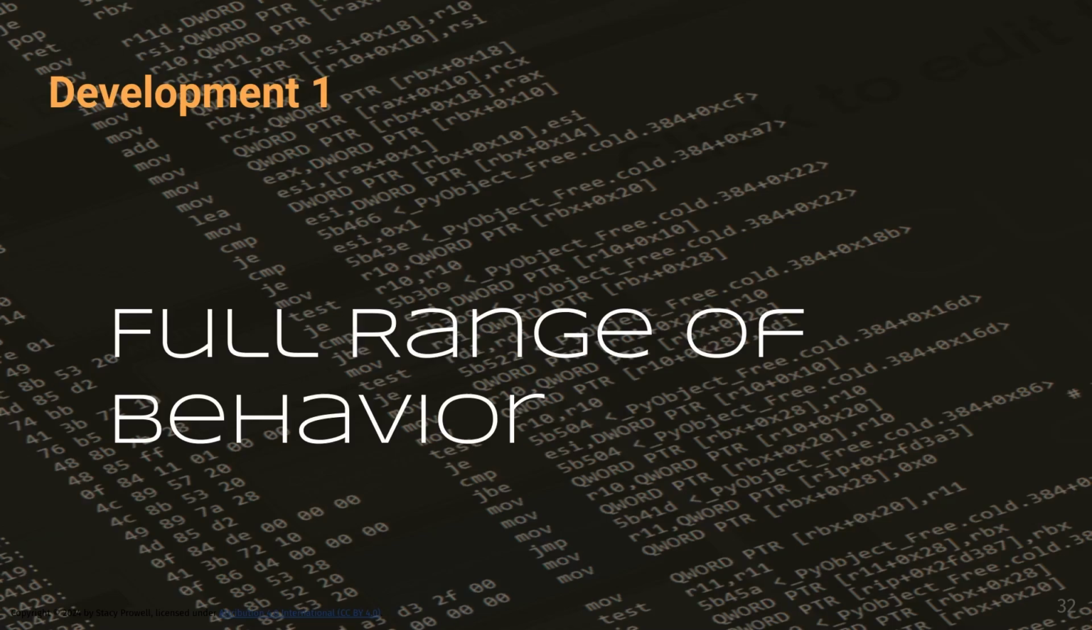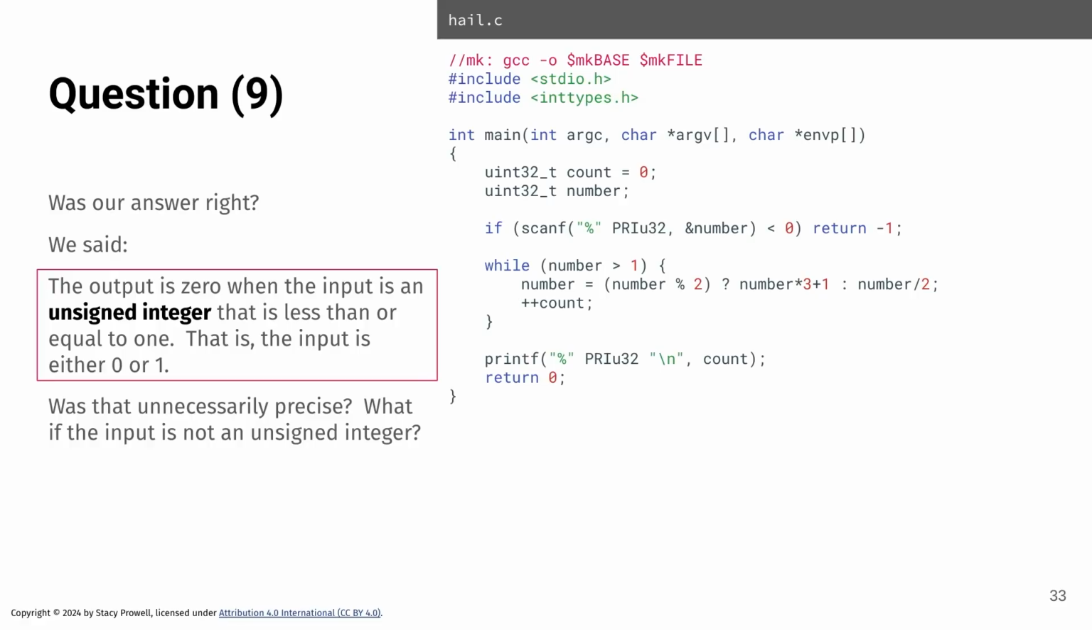All these things are imperfect. Given all that, let's think about the full range of behavior of the piece of code we just looked at. So here's what we said. We looked at this code, we read it, and because we have big brains, we said, okay, it outputs a 0 when the input is less than or equal to 1, and that is the input is either 0 or 1. Now, was that too precise? Was it unnecessarily precise? Or maybe it wasn't precise enough.